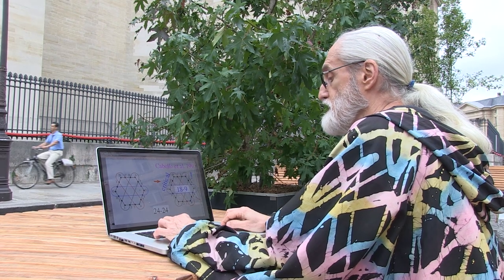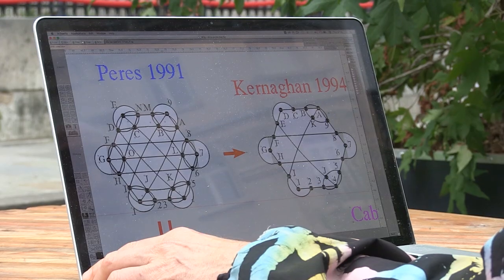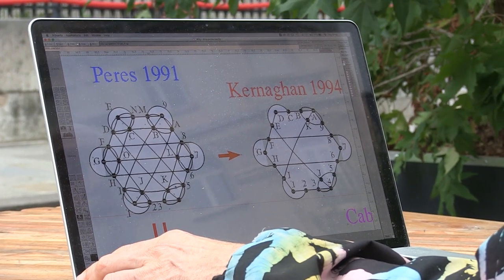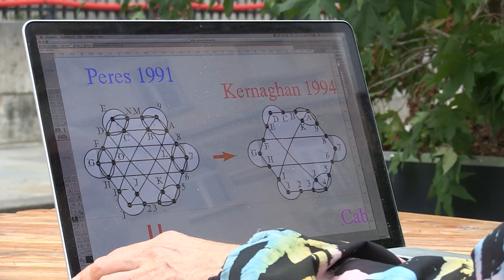A similar thing we have with Kernaghan's set, which we can also reduce by deleting the edges that don't belong to Kernaghan's set from the Perez set.